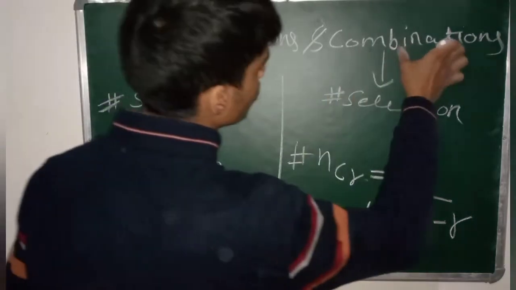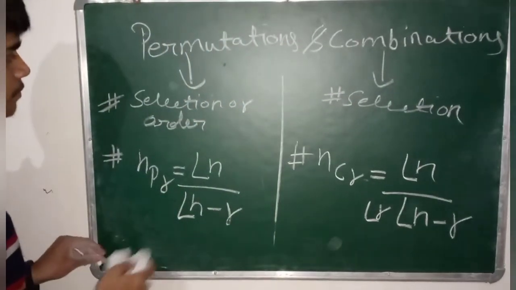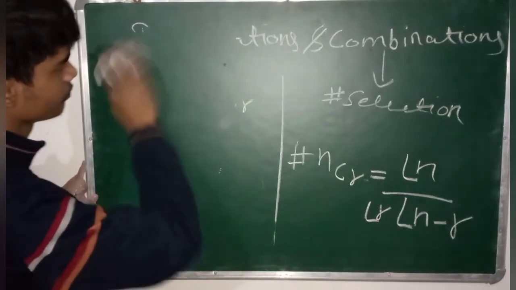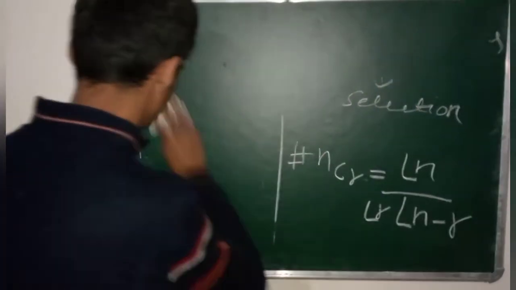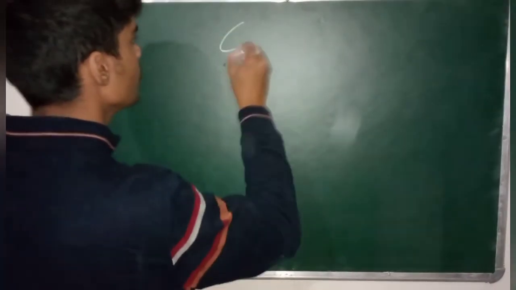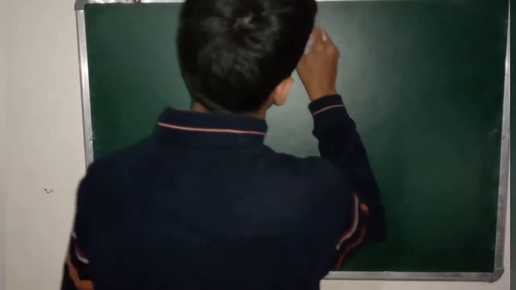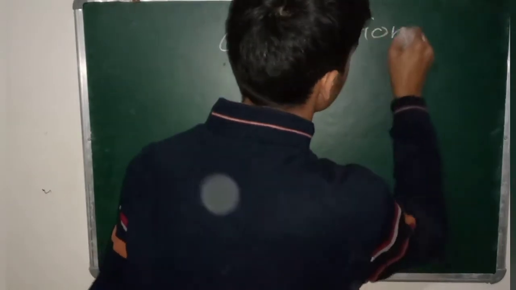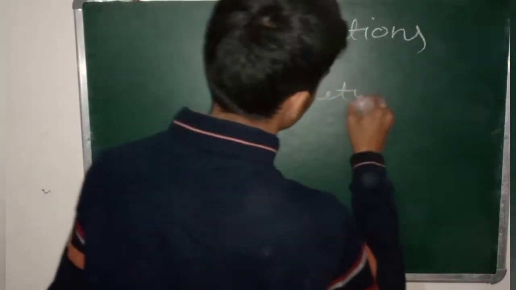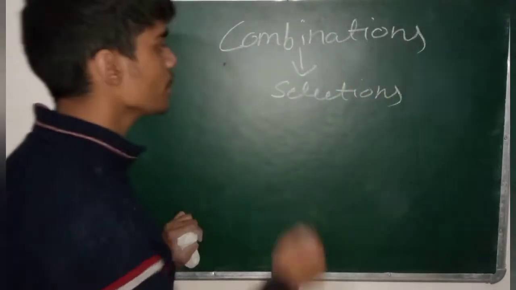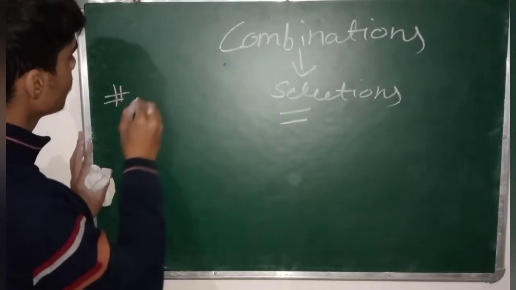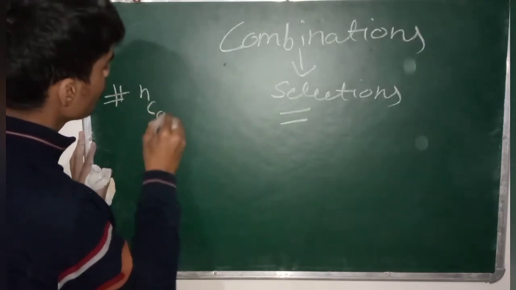Now we will talk about combination. So, what is combination? Combinations are those in which selection is important. Order is not important, only selection is important. Now there are some remarks. nC0 equal to 1.